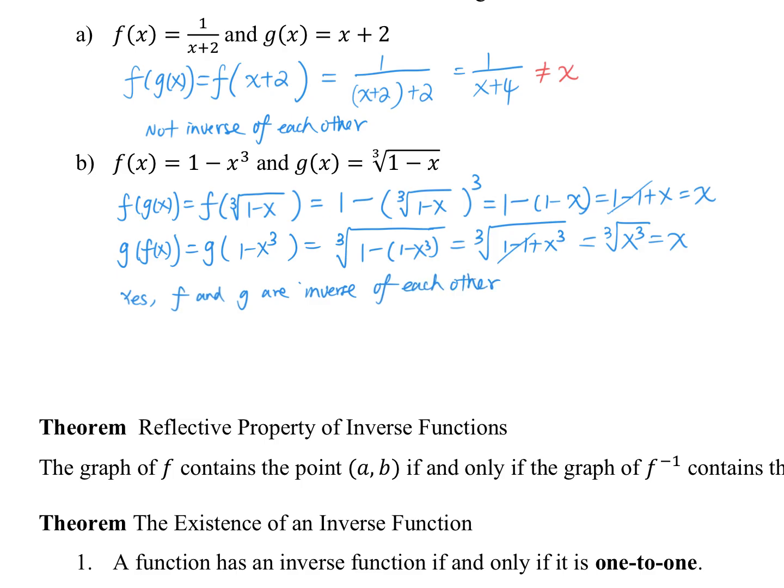Okay, and now let's take a look at the domain and range. In this case, this actually is a polynomial. So therefore, domain of f and range of f, and this is an odd power, odd degree. So therefore, domain and range, they're actually the same as each other, which is negative infinity to infinity. So for the f, domain is negative infinity to infinity, and range also negative infinity to infinity.